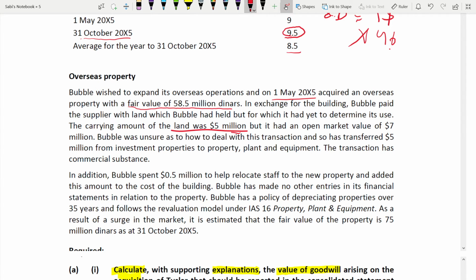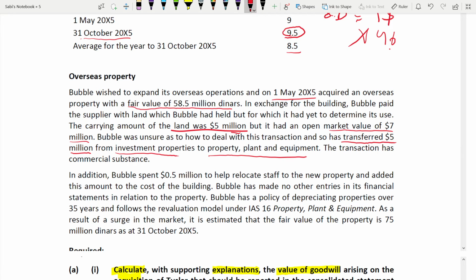Okay. But it had an open market value of 7 million. Bubble was unsure how to deal with this transaction, and so had transferred 5 million from the investment property to property, plant and equipment. Okay, 5 million. What was that 5 million? The land. Because he is going to supply land. You want to get the building? To get the building, he gave land to the supplier. So he transferred the 5 million of land. Okay, this is the land from investment property to PPE.